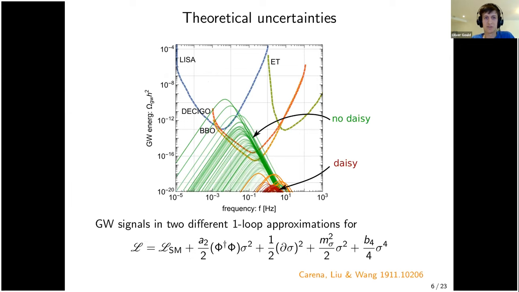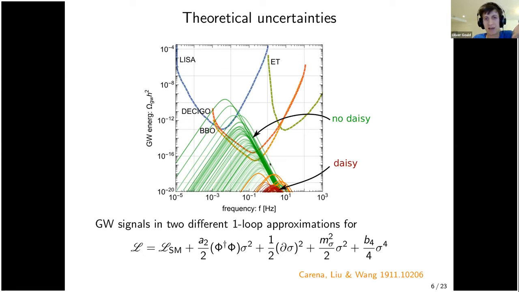Here's a plot of the gravitational wave signal taken from a paper from 2019. So we have gravitational wave amplitude on the y-axis and frequency on the x-axis. And we have two different approximations shown here for a scan of this model. This is the Lagrangian for this particle physics model: the standard model plus, here phi is the Higgs and then sigma is some new real scalar. So this is the standard model plus one real scalar.